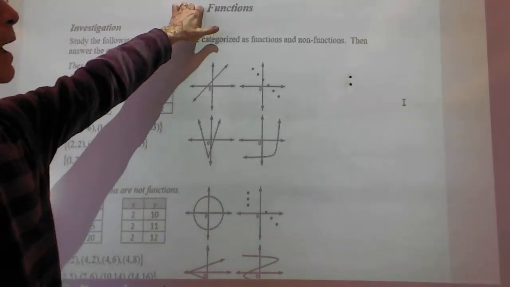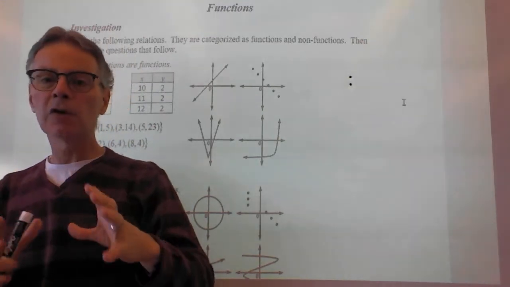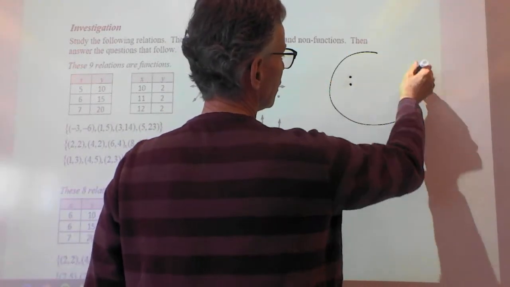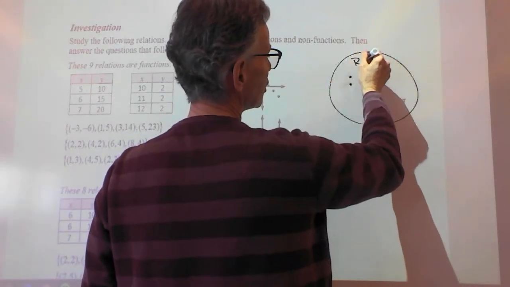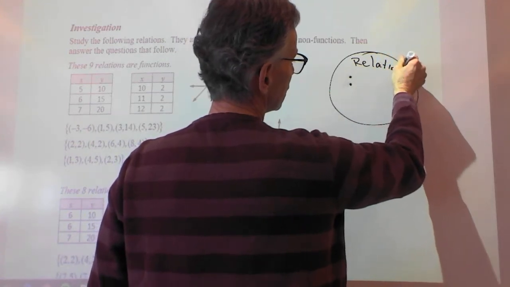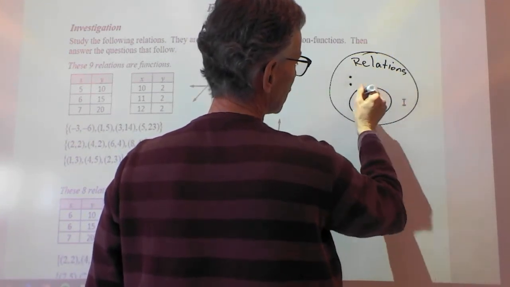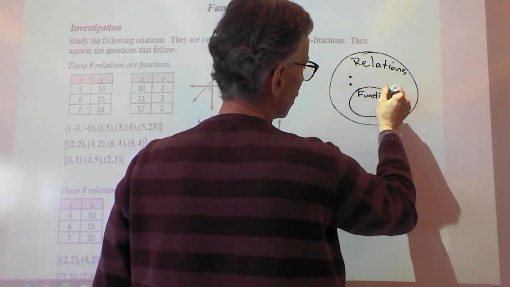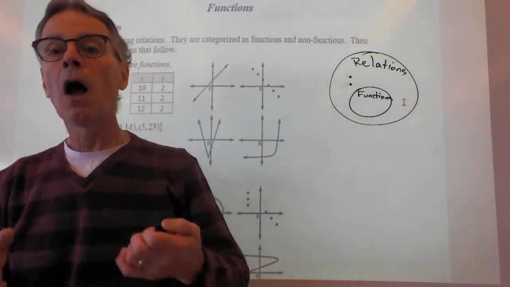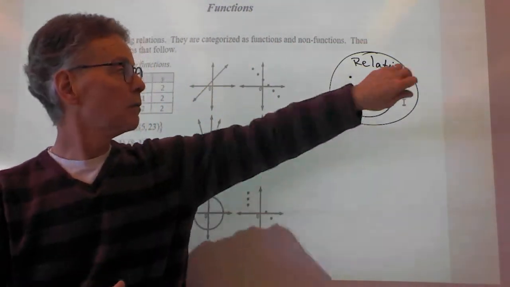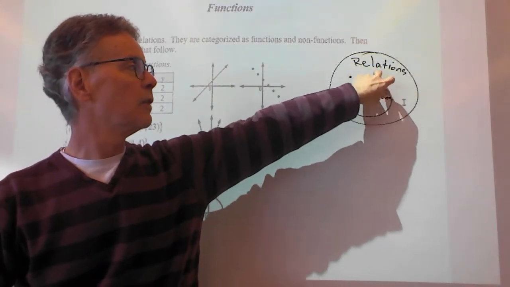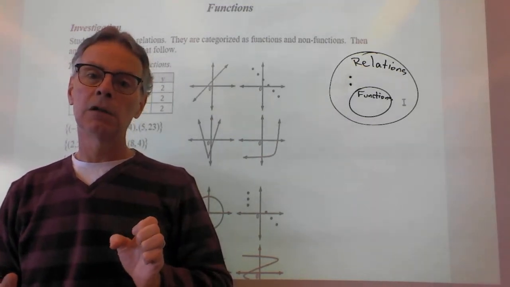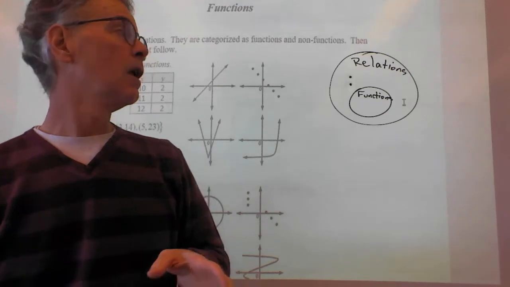However, a subset, a smaller group within the group of relations, are things called functions. So if, again, you had this big group called relations, within that would be a smaller group that you could call a function. Okay? So in other words, all functions are relations, but some relations, the ones that would be outside here, would not be functions. And it's really easy to tell whether or not you have a function.